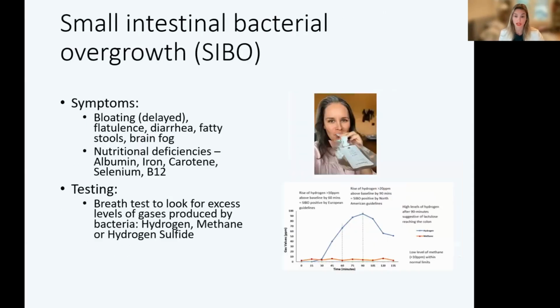Patients with amyloidosis of the gut may also be at risk for small intestinal bacterial overgrowth related to this dysmotility, and also related to things like frequent antibiotic use for infections or other complications. And this may present with symptoms such as bloating that is delayed, usually several hours after eating or at the end of the day. Flatulence, diarrhea, fatty stools, and brain fog may result in nutritional deficiencies, particularly B12. And this can be diagnosed by breath testing to look for excess levels of gases produced by bacteria, such as hydrogen, methane, or hydrogen sulfide.